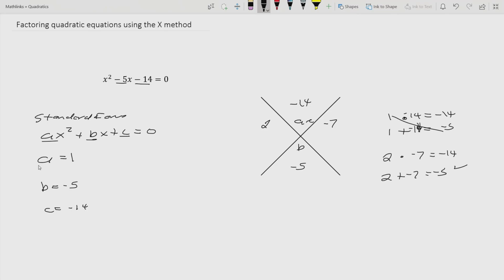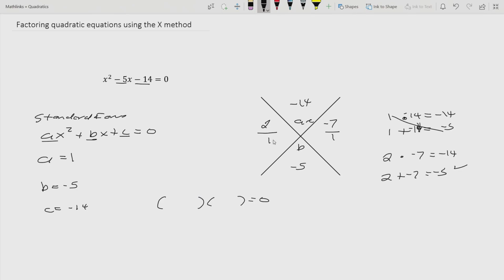So next we want to take our a value, which is 1, and divide it by each factor. All right, and we want to make sure that our factors are simplified. So 2 over 1 is already simplified. Negative 7 over 1 is already simplified. So now we're ready to write our two binomials.